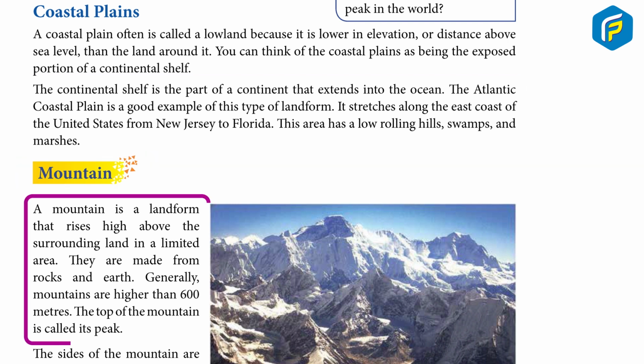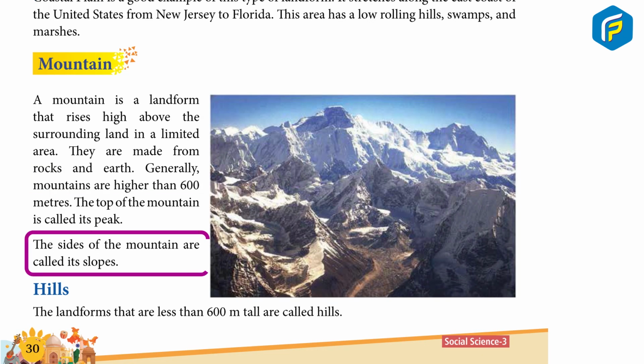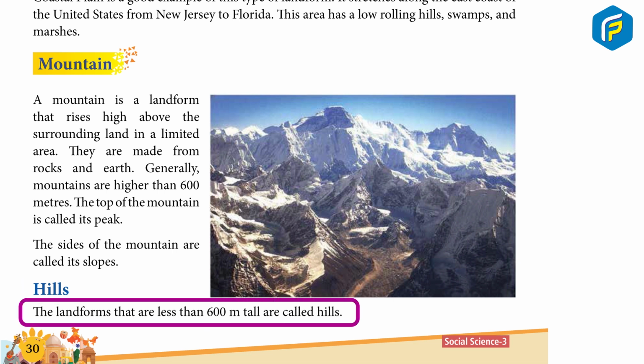Mountain. A mountain is a landform that rises high above the surrounding land in a limited area. They are made from rock and earth. Generally, mountains are higher than 600 meters. The top of the mountain is called its peak. The sides of the mountain are called its slopes. Hills. The landforms that are less than 600 meters tall are called hills.